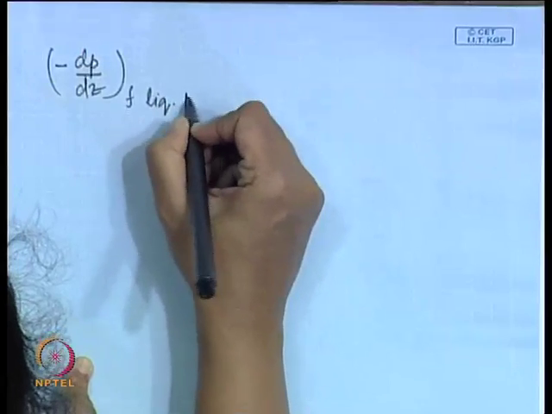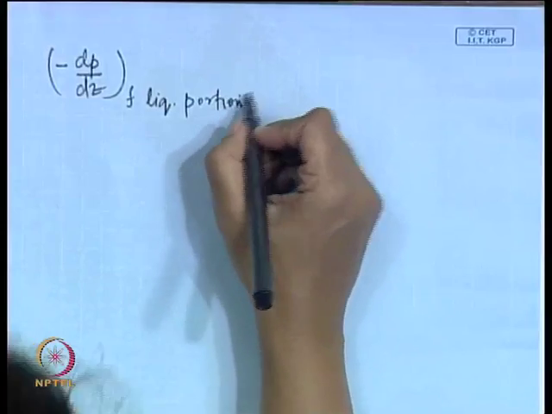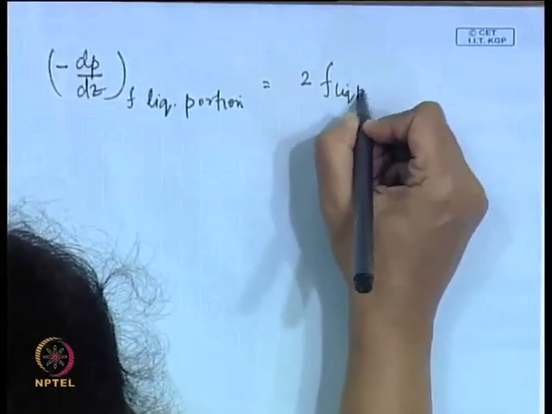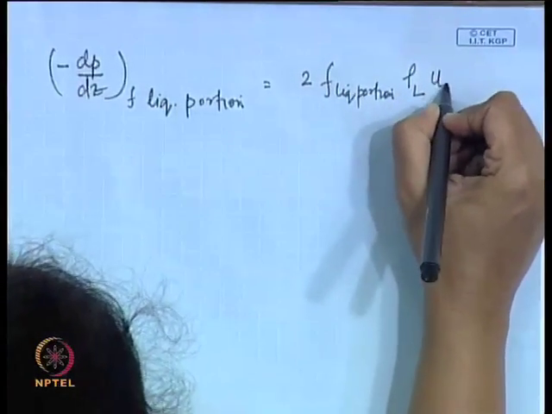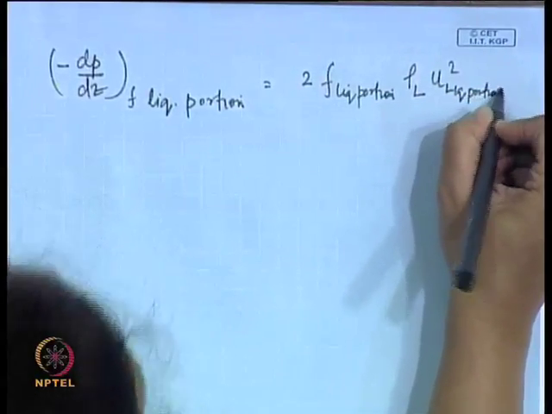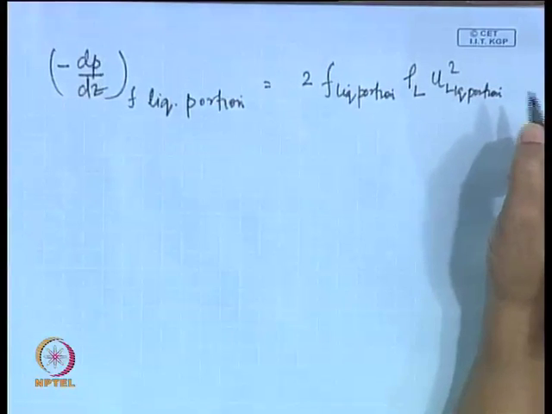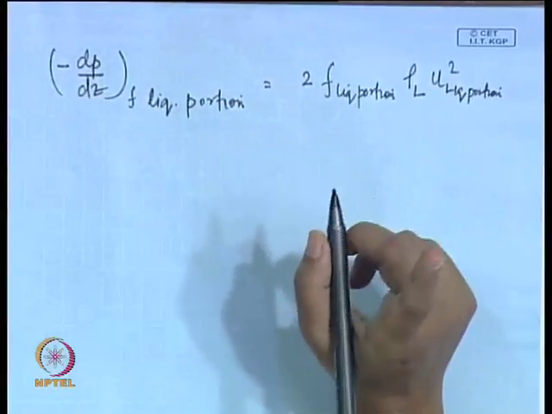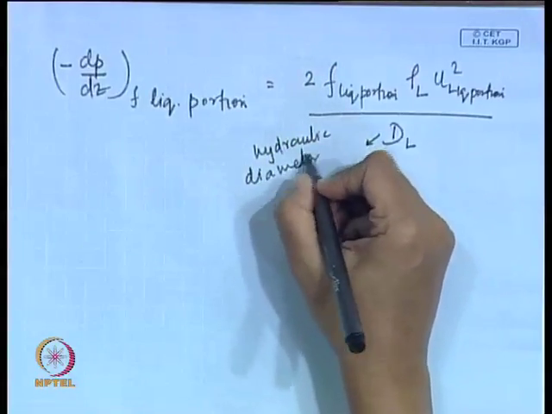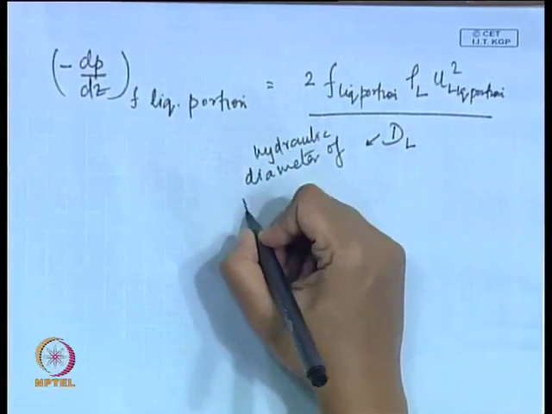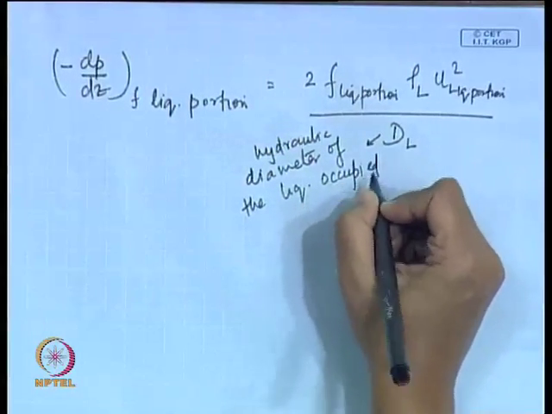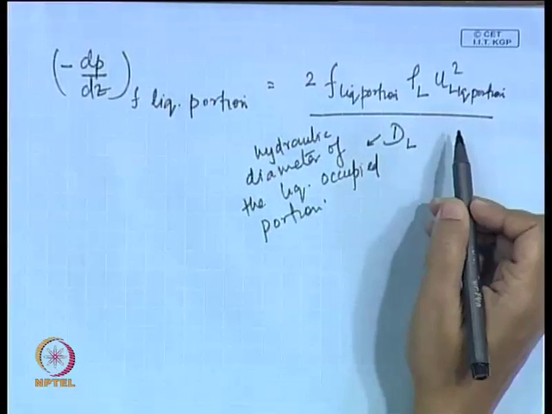This is f liquid portion. Okay. So, therefore, this is nothing but 2 f liquid portion, rho L u L square, this is again liquid portion. Liquid portion means the in situ velocity of the liquid phase when it is flowing under separated flow in the conduit. Okay. Remember one thing, we are deriving everything for circular pipes of diameter d. Okay. And this divided by dL. What is dL? It is the hydraulic diameter of the liquid occupied portion. So, therefore, this is the exact definition.